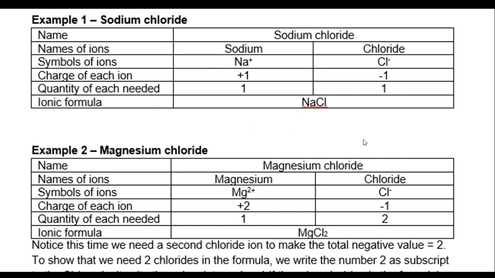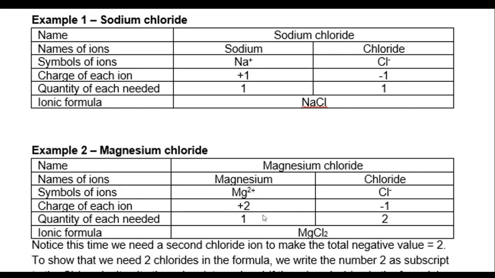Our second example is magnesium chloride. Now again, it gives us the name of the ions, gives us the symbol of the ions with the charge as well, the charge of each ion separately, and then the quantity of each needed. So this time we need a second chloride ion to make the total value 2 for the negative charge, because we've got only one magnesium, but it's got a charge of positive 2.